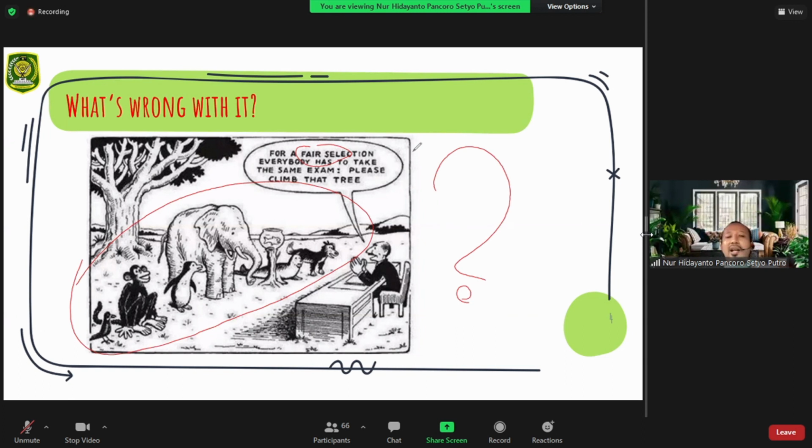Ideally, you cannot ask an elephant to climb a tree. You cannot ask a penguin to climb a tree. You cannot ask a fish, even a fish, to climb a tree. So this is what happens with the history of assessment in our country.